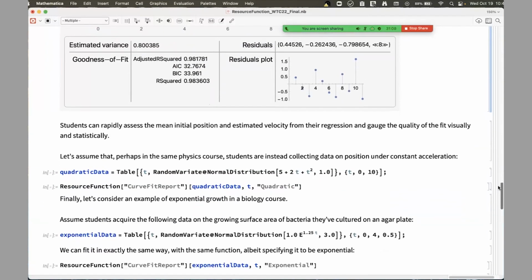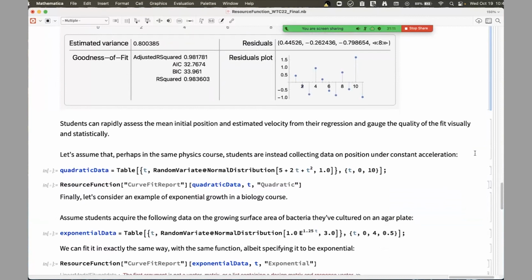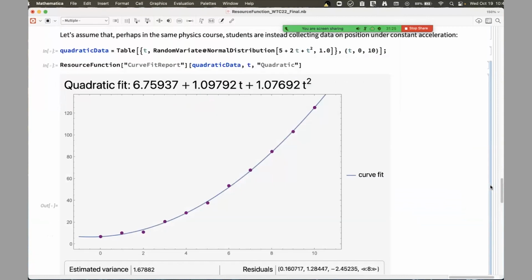Moving along, if we instead want to look at this from the perspective of kinematics, still in a physics lab, but we want to do it under constant acceleration instead of constant velocity. With some initial velocity, you can generate some quadratic data with a little bit of error to it and expand this cell here. And with the same exact ease of use, you have curve fit report, quadratic data, your variable, that you want to fit it to a quadratic, and you get the quadratic fit out here of your kinematic motion under constant acceleration.